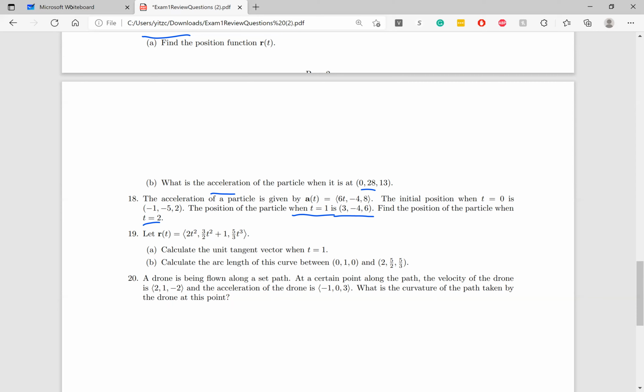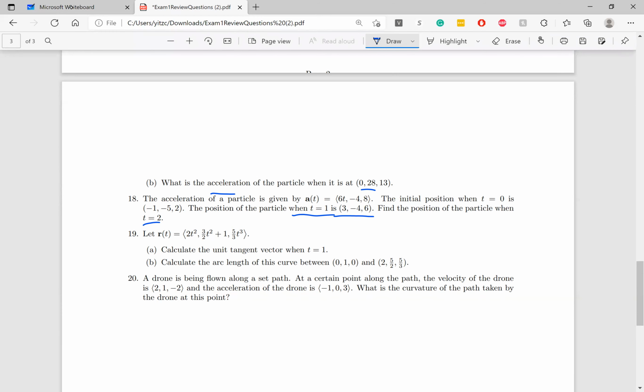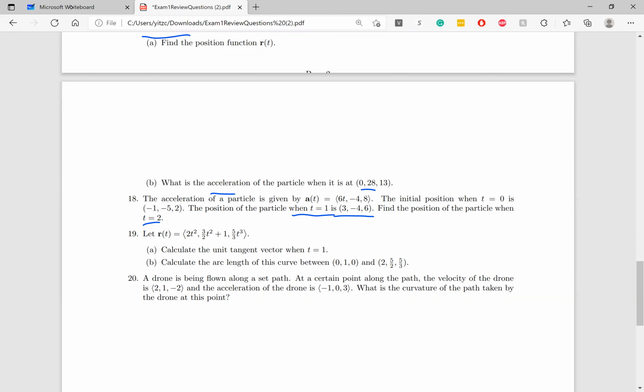It will have some constants. And then, assuming that this is going at a constant speed, you can find the initial conditions for the velocity. But otherwise, I am not 100% sure how to get the initial position of the particle when t is that, find the position of the particle. Okay.